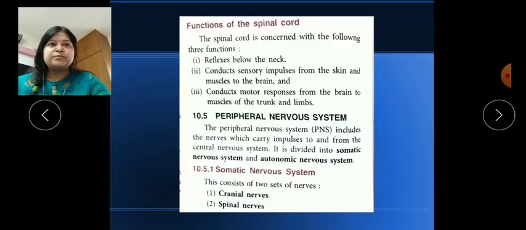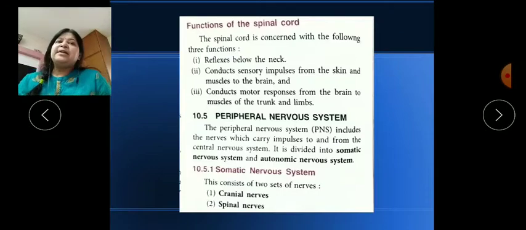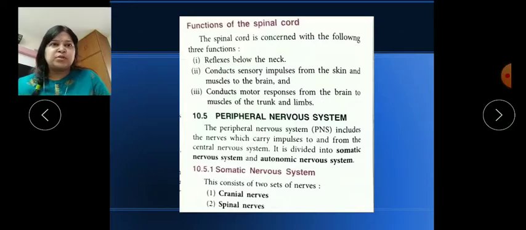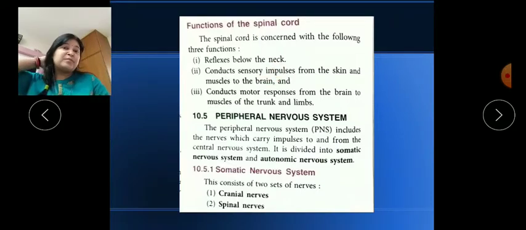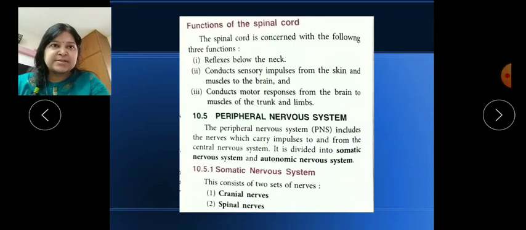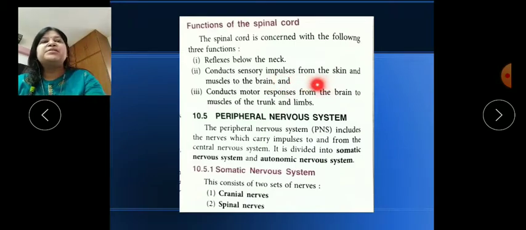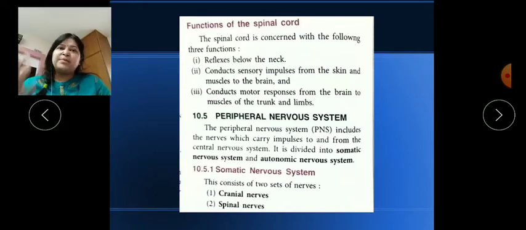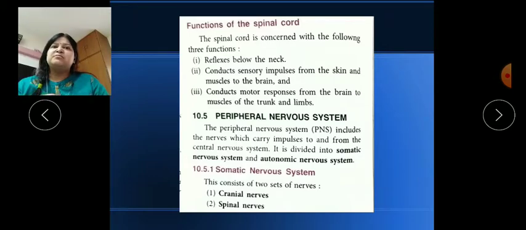Okay, now what are the functions? I told you that it acts as a highway so that it can send messages back and forth. So the first function is reflexes below the neck, because reflex from the spinal cord starts from that side only. Now it conducts sensory impulses from the skin and muscles to the brain. And from the brain it passes information to the effector muscles, or sense organs. From the sense organs it conveys messages to the brain.